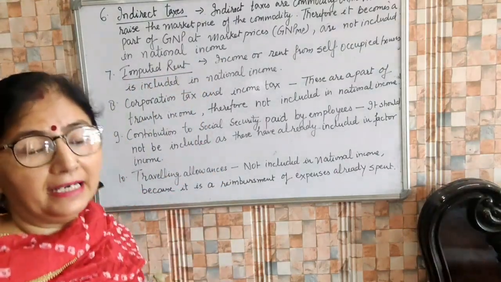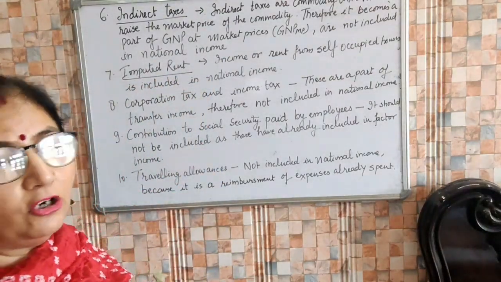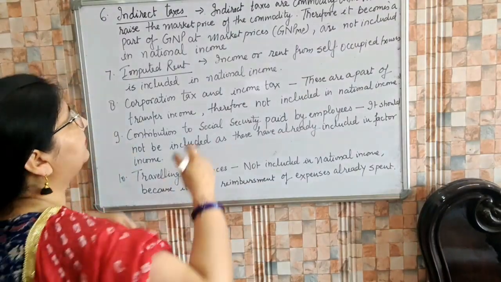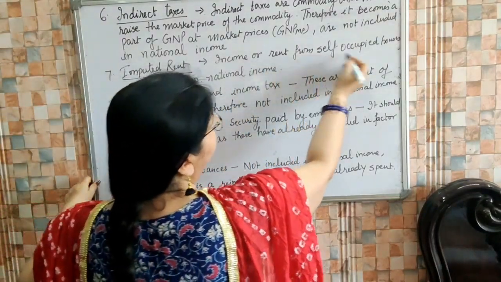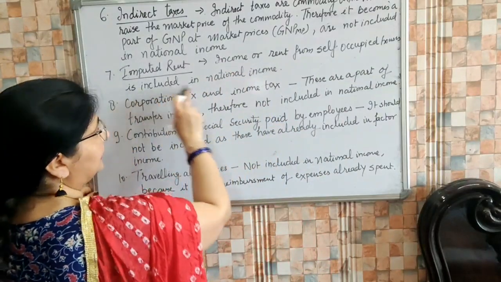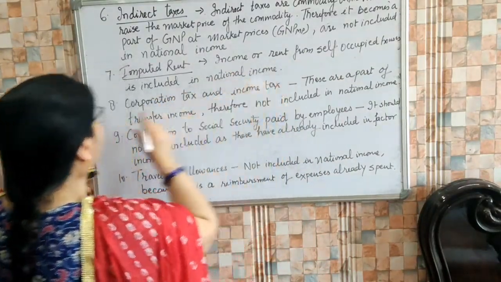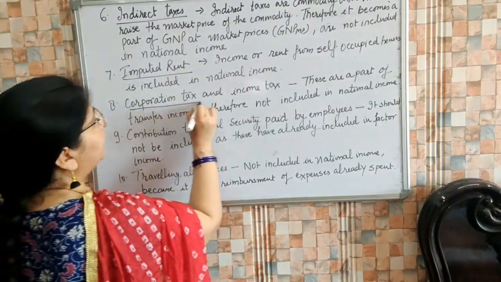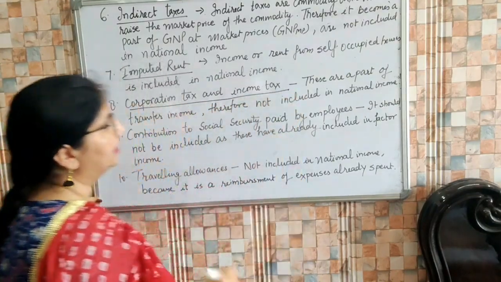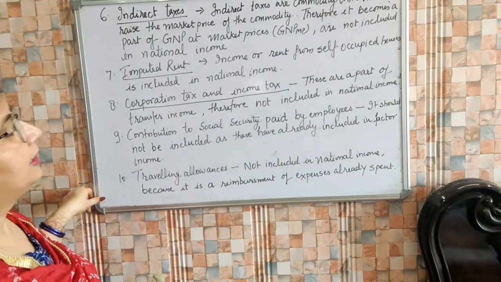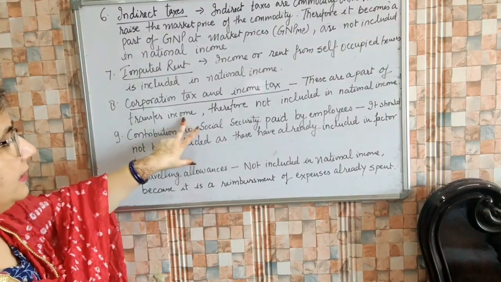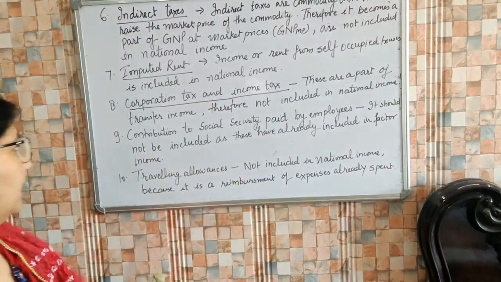Okay. Now, next is the imputed rent. अगर हम कहीं बाहर रहते तब भी हमें पे करना पड़ता, और अगर हमारा खुद का है then it will be called as income or rent from self-occupied houses, and it is included in national income. Now, next is corporate tax and income tax. These are also a part of transfer income, therefore not included in national income.